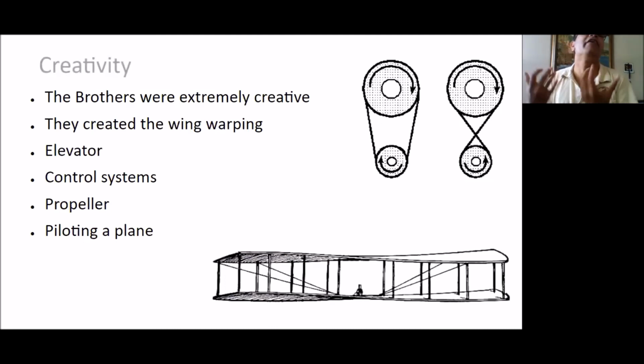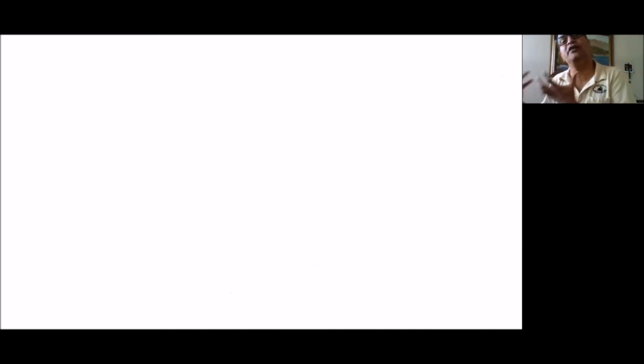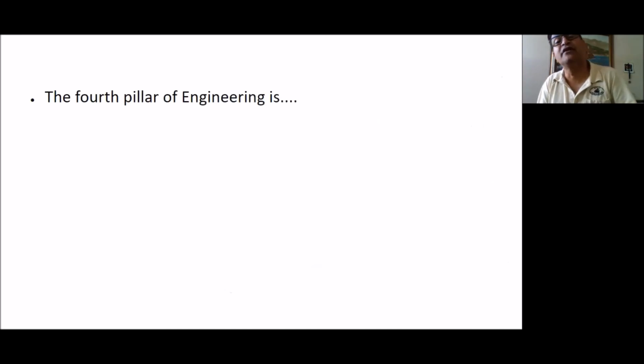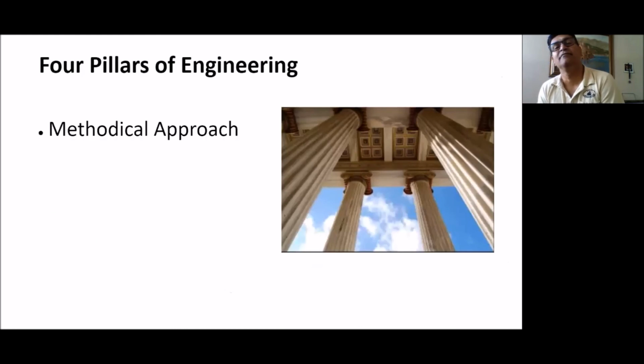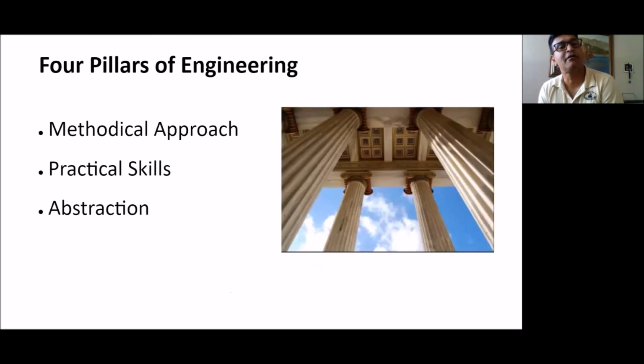So if you have to innovate, you have to be creative. You need to think about your product and come up with new things. So creativity is the fourth pillar. It's extremely important to be creative. So those are the four pillars of engineering I wanted to talk to you about. Questions? And then in the next class, we are going to talk about career, what an engineering career is.